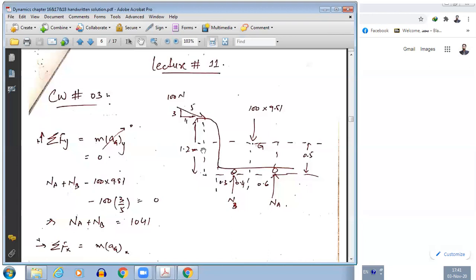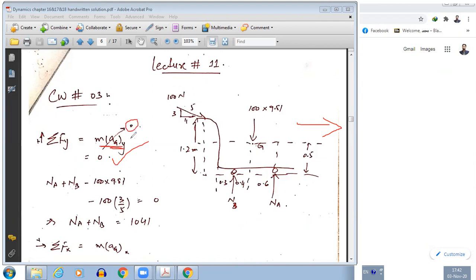The first thing is that we need to do the summation of forces. One thing is very clear, that the object is moving in the x direction. Since the object is moving in the x direction, the summation of forces in the y direction will be equal to 0, because there is no acceleration in the y direction. In the y direction, we have NA and NB acting upward, and the weight of the object is acting downward. There is also a component of this force which will be acting downward. So it will be negative 100 into 9.81 and negative 100 into 3 by 5 equals 0. So we get this one equation: NA plus NB is equal to 1041. Is this step clear or not?